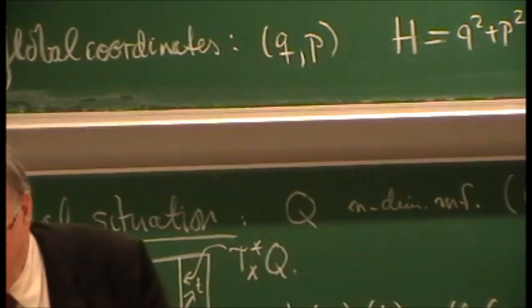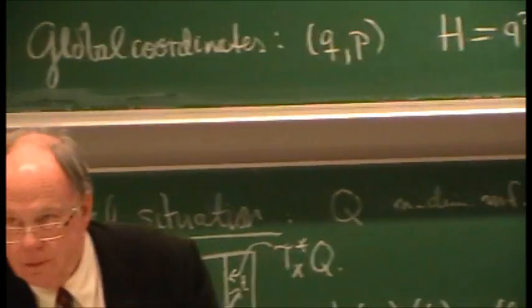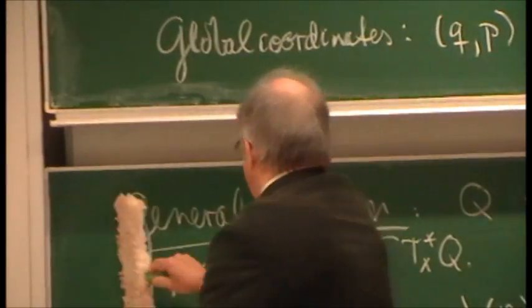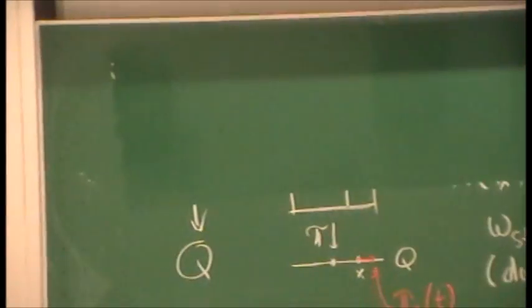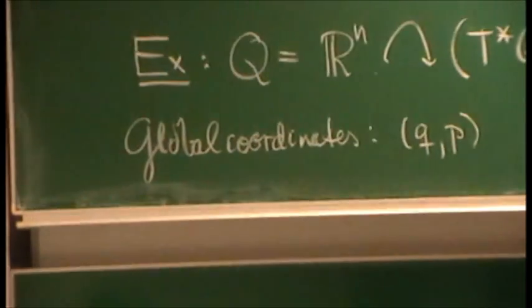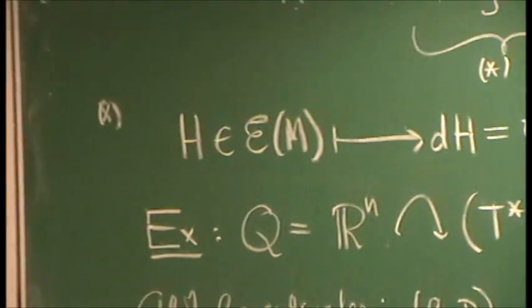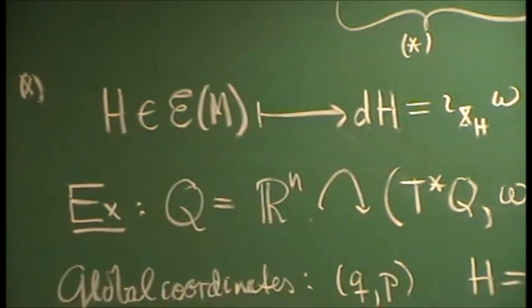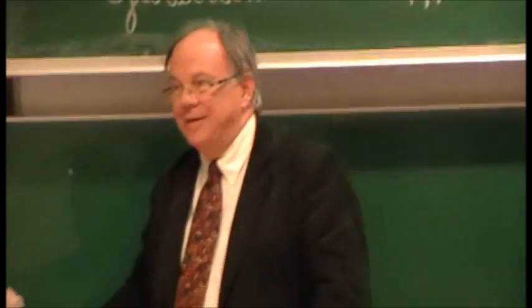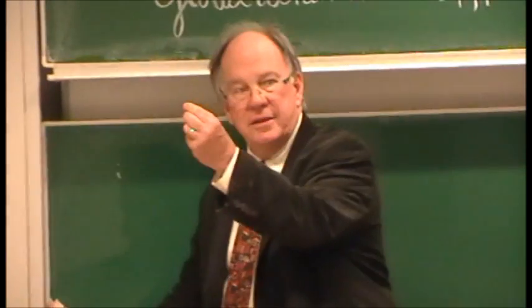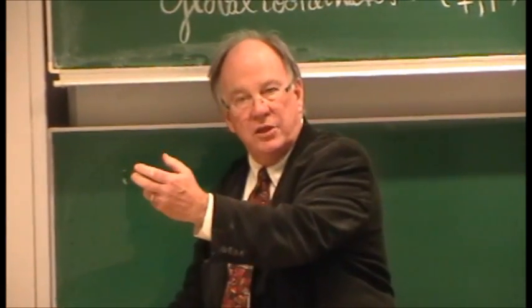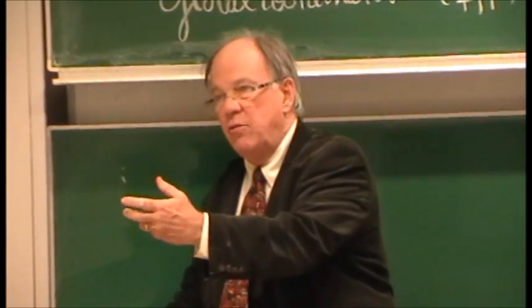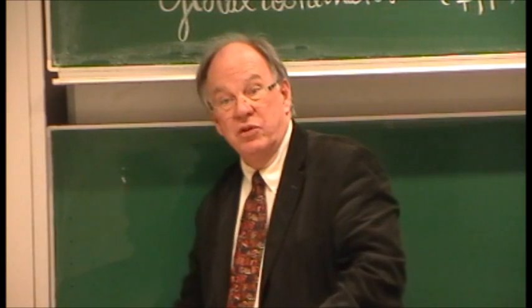Let's compute the Hamiltonian equation for the harmonic oscillator. What does it mean, the Hamiltonian equations? It means you integrate the vector field associated to the Hamiltonian. H goes to X_H, that is a vector field, an ODE, and you solve that ODE, which means you find the one parameter group of solutions. So let's find it.